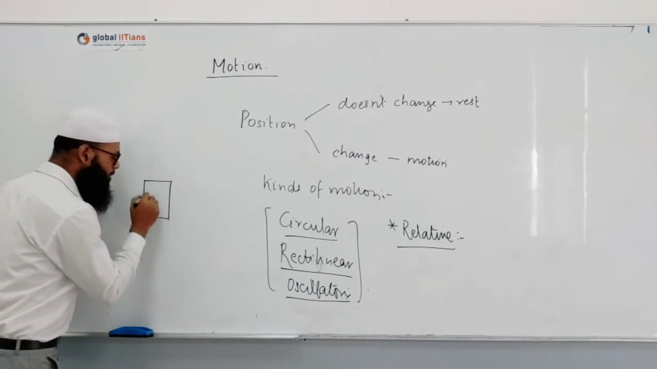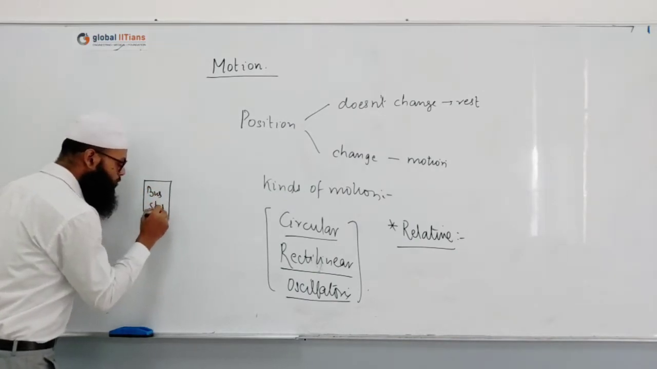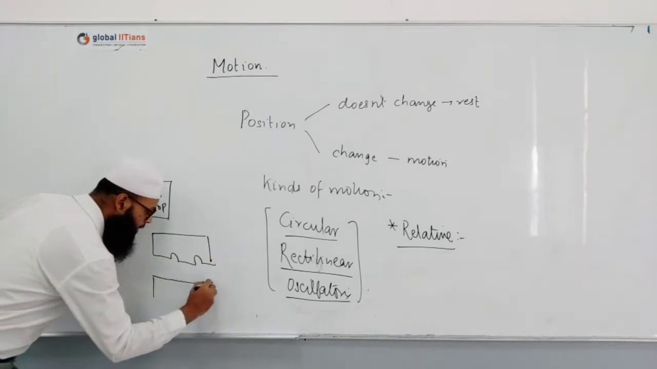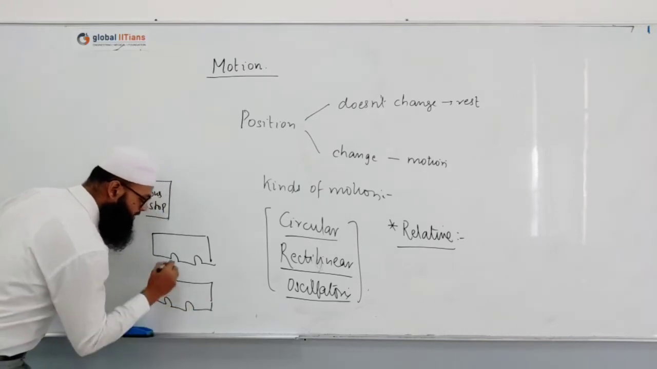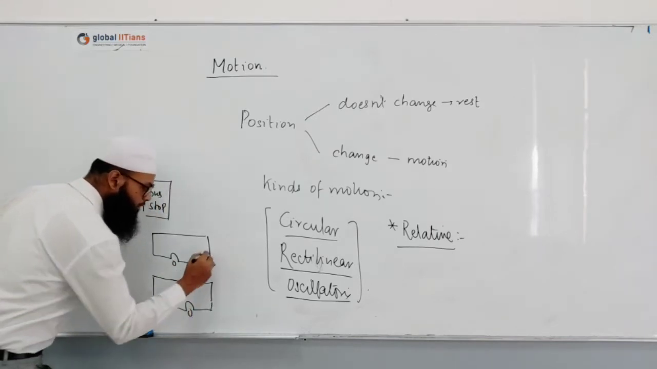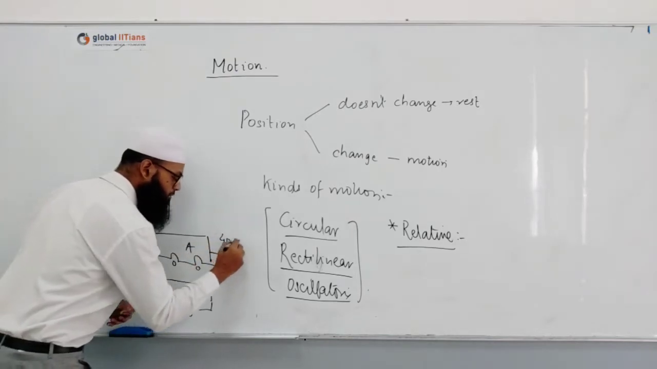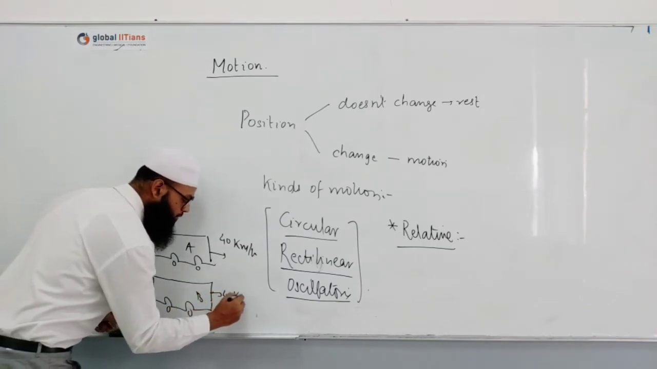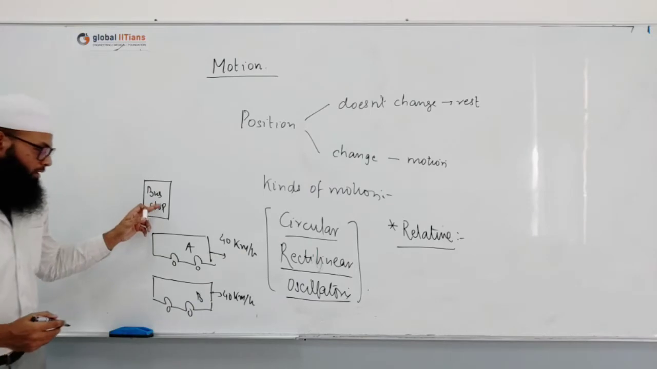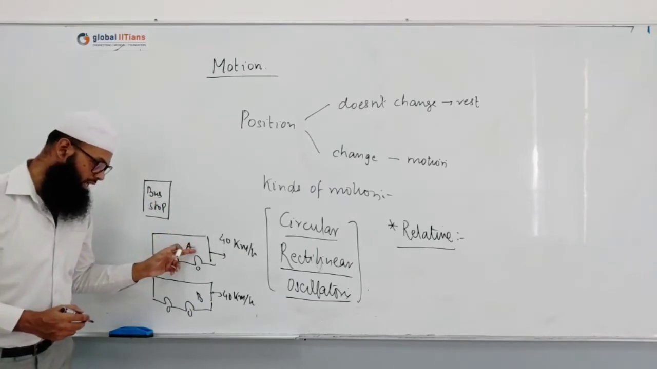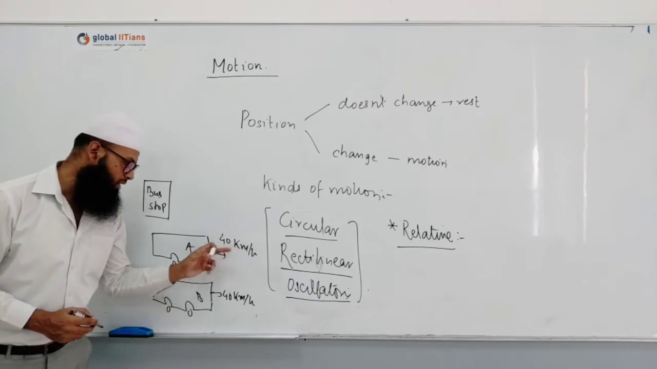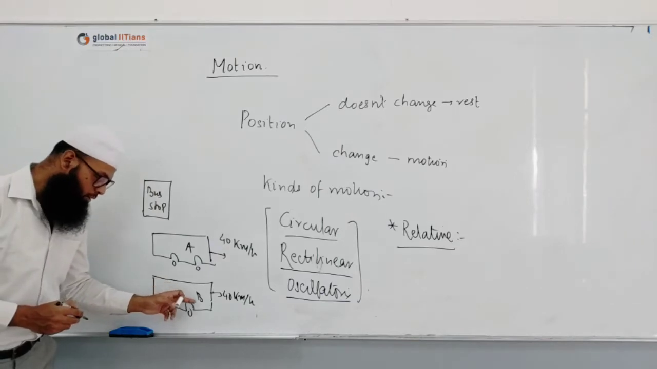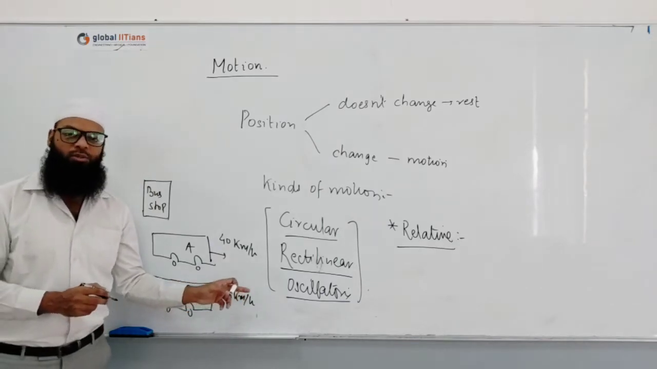So consider this is a bus stop, and there are two buses. This is bus A and this is bus B. Let's say both are moving with a speed of 40 kilometers per hour. Bus A is moving at 40 kilometers per hour, and bus B is also moving at 40 kilometers per hour. Then what happens to the person sitting at the bus stop? The passenger in bus A is moving at a rate of 40 kilometers per hour, and at the same time, the person sitting inside bus B is also moving at 40 kilometers per hour.